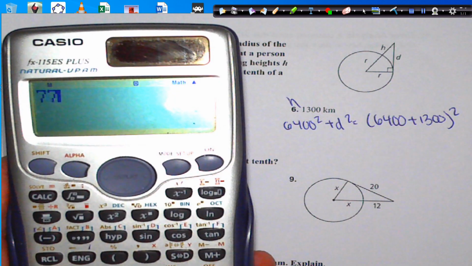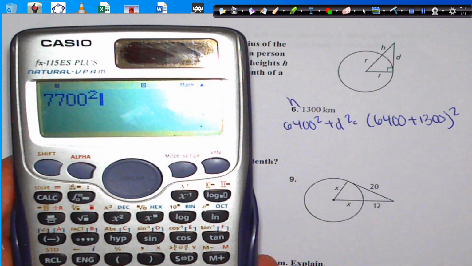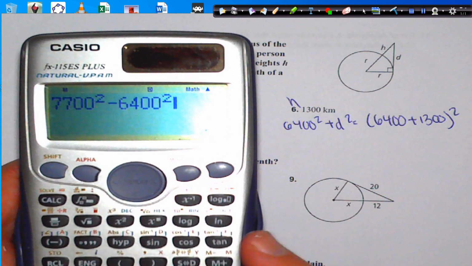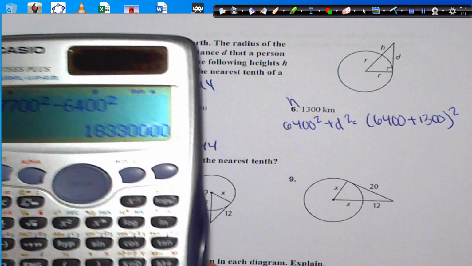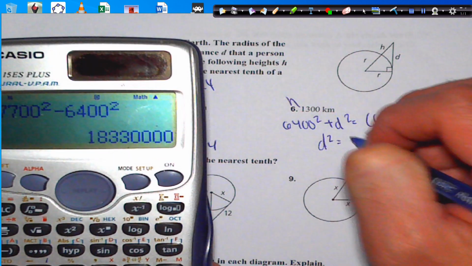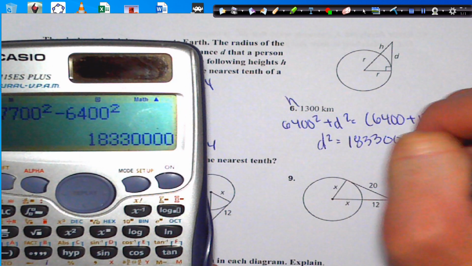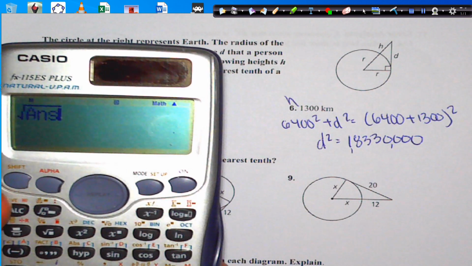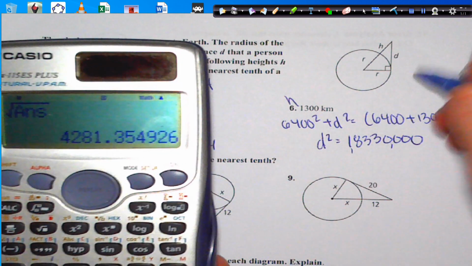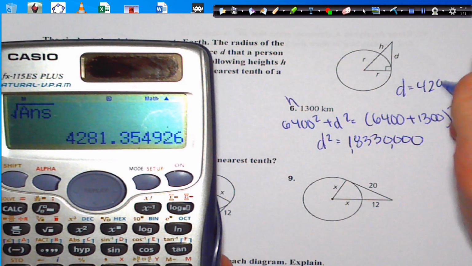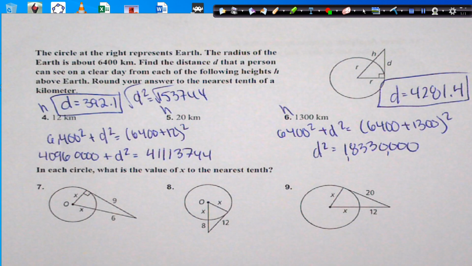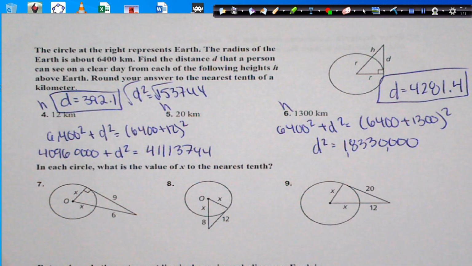So I'm going to do 770 squared minus 6,400 squared, because I know I'm going to subtract it. The numbers are way too big for this calculator. And so d squared ends up being this huge number, and then we're going to square root it, and we get d equals 4,281 point, and that's going to round up to 4. Again, no units on our answer. Go for it.